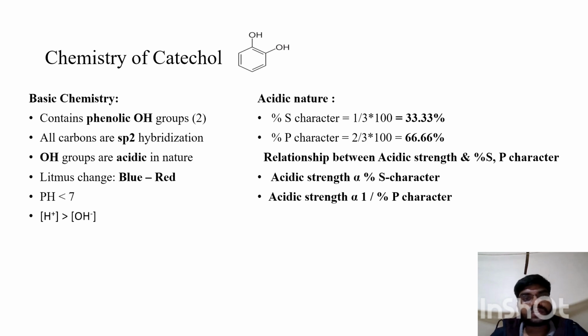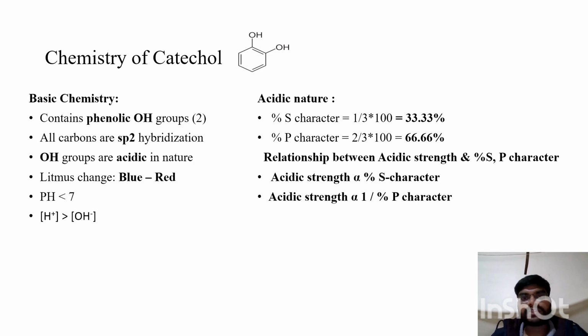When compared with litmus, for an acidic OH group, the litmus paper change observed is from blue litmus to red litmus. So the pH of that phenolic OH group is less than 7 on the pH scale. If this molecule is acidic, that means the H plus ion concentration is obviously greater than the OH minus ion concentration. This statement is derived from the pH less than 7 statement only.